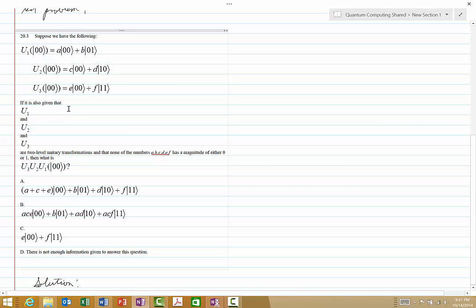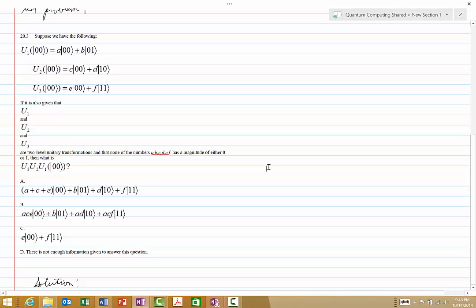And then, as is said here, it is also given that U1, U2, and U3 are two-level unitary transformations, and that none of the numbers A, B, C, D, E, or F has a magnitude of either 0 or 1. Then we ask, what is U3 of U2 of U1 of 0,0? You're given 4 choices here. Unfortunately in the test, the correct answer is B, as we will now find, but the B was written incorrectly on your test, so this will give me a chance to correct that error as well.